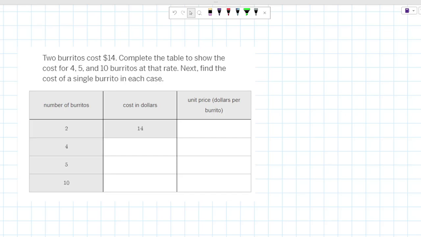What we want to do for this works similar to problems that we've already done before. So to find the cost of 4 burritos, don't forget to copy this table down on your whiteboard or paper. If you haven't already, copy this down. You can pause the video.